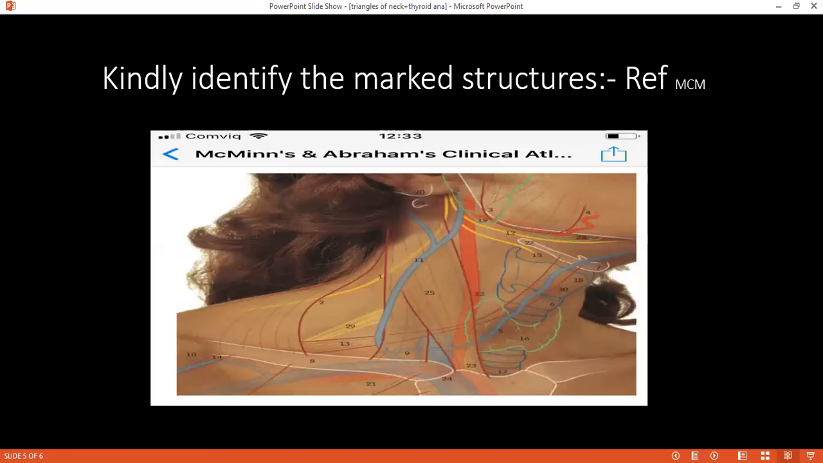The area over the angle of the mandible, the skin over the parotid gland, and the skin over the lower half of the auricle. Yes, around that area. If I'm not wrong, it's this C2 over here. Okay, good, thanks.